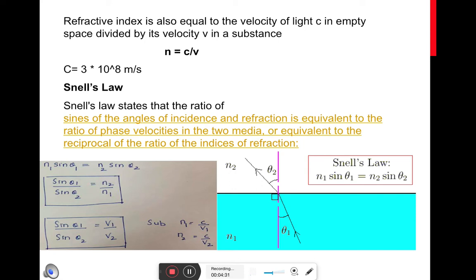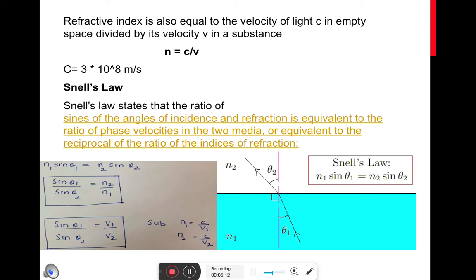Snell's law is another law in optics. Snell's law states that the refractive index of a particular medium, n1, times the sine of the angle of incidence is equal to the refractive index of the other medium, n2, times the sine of the angle of refraction. That is, n1 sine theta 1 is equal to n2 sine theta 2. Further reducing that statement, we can write sine theta 1 by sine theta 2 is equal to n2 by n1, where theta 1 is the angle of incidence, theta 2 is the angle of refraction, and n1 and n2 are the refractive indices of the respective mediums.